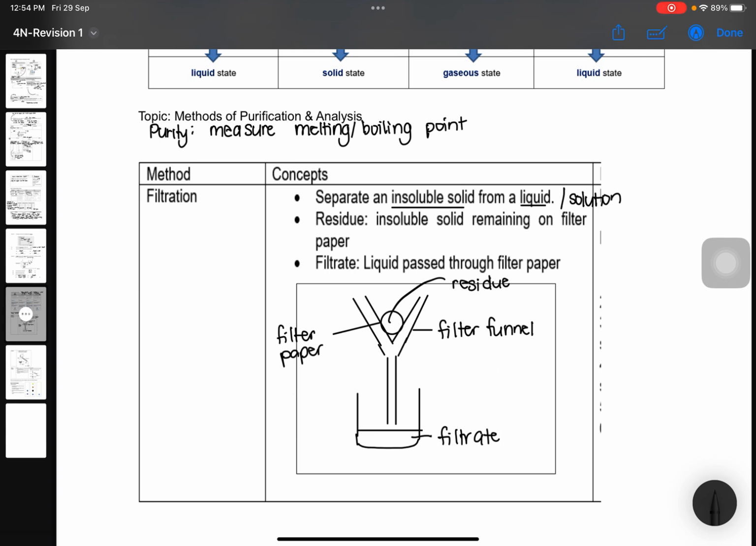So this is to separate a solid from a solution. Example, sand from sodium chloride, or sand from seawater. This is one example, which means I want a solid to separate from the liquid. Okay, next.